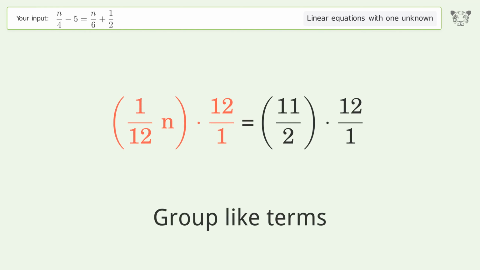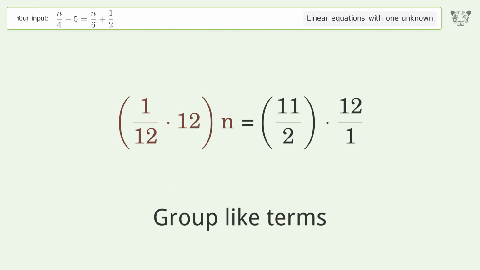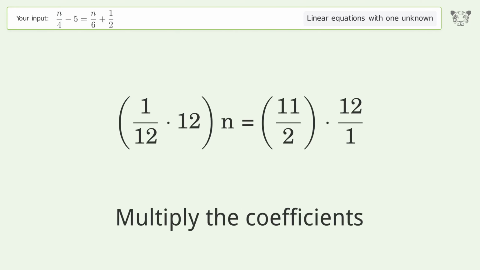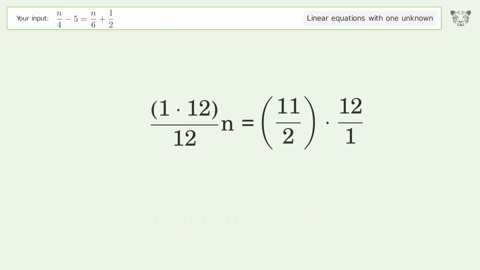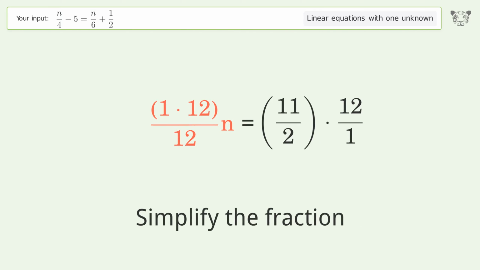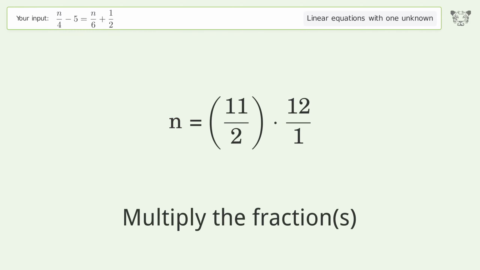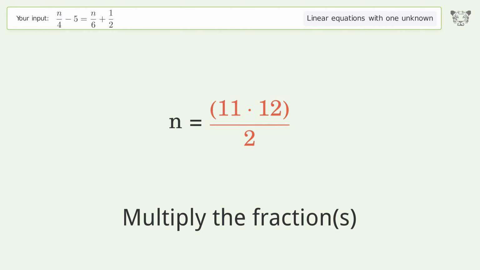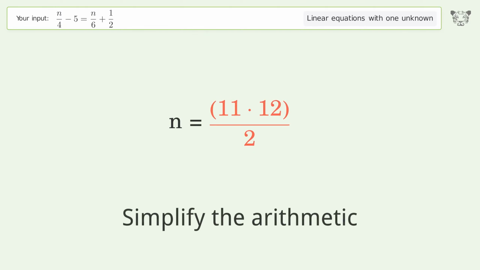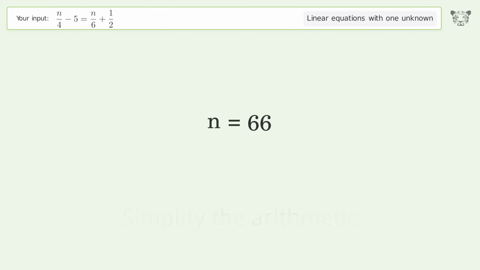Group like terms. Multiply the coefficients. Simplify the fraction. Multiply the fractions. Simplify the arithmetic. And so the final result is n equals 66.